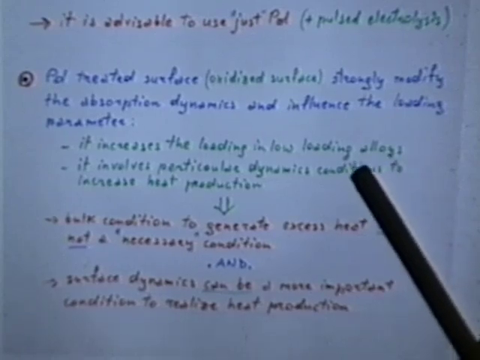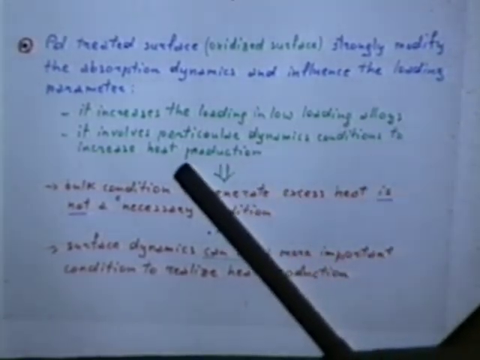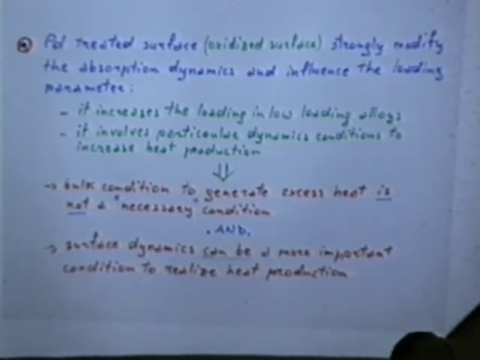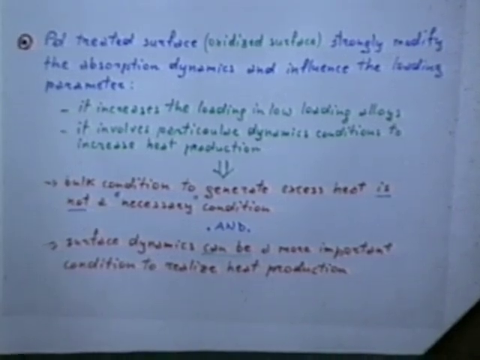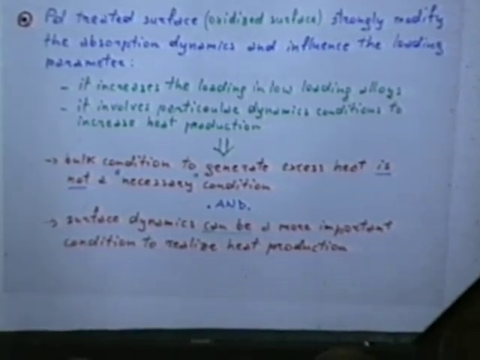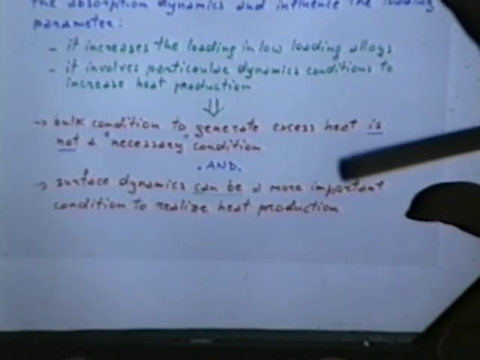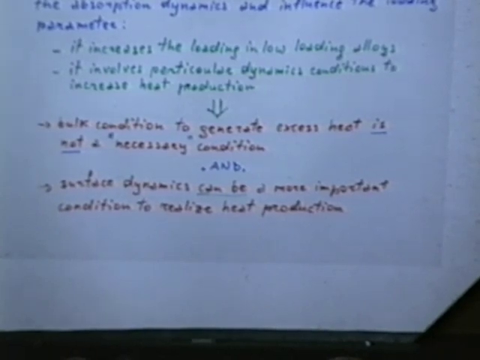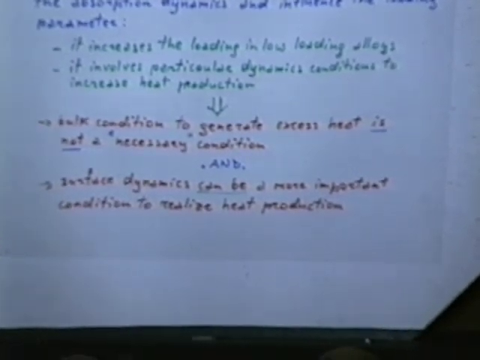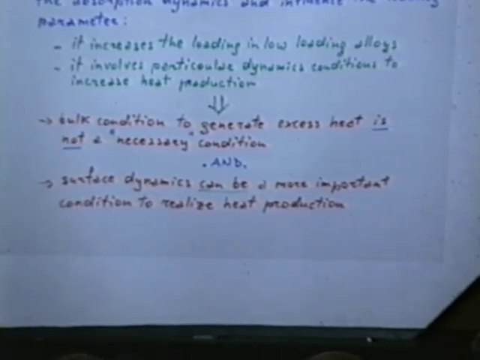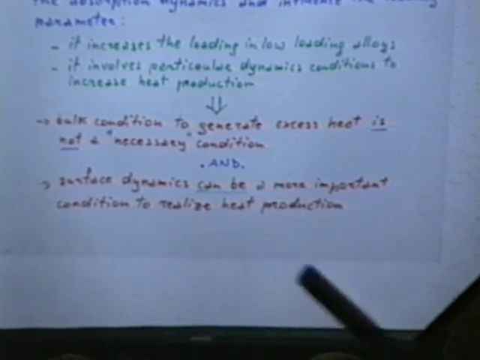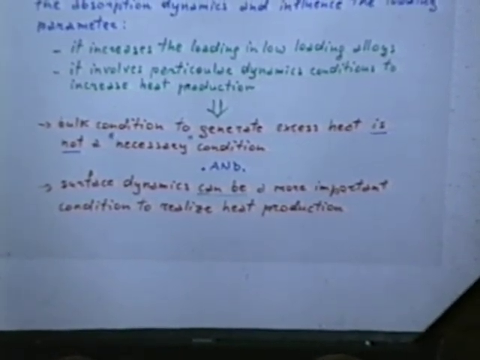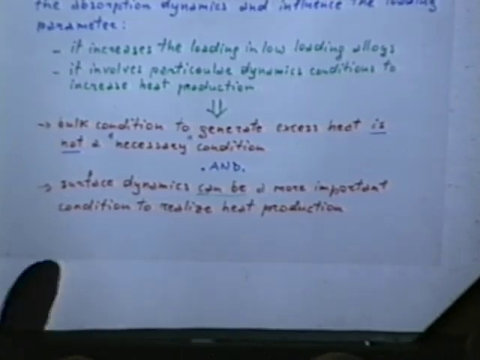Also, if we have low loading alloys, it involves particular dynamics conditions to increase the heat production. We have just two cases now, but we can try to have other systematics. What we can say, what we learn about this, is that bulk condition to generate excess heat is not a necessary condition. It can happen, but it's not necessary. And surface dynamics can be a very important condition to realize heat production. And I finish with the last transparency.